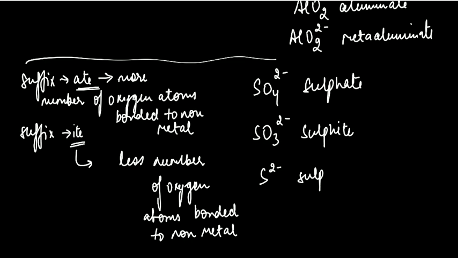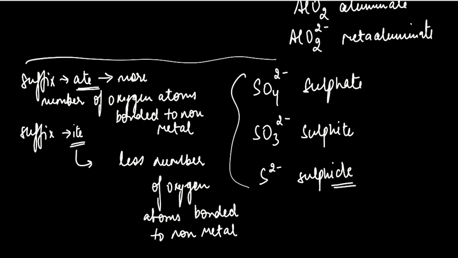What is sulfide? I'm writing it for your reference. IDE has a different meaning. IDE in sulfur means no oxygen atom is there. The best part over here is all three have 2 minus charge. They all three are divalent over here. So if you can remember this trick, it will be very easy to remember all three radicals without any confusion.